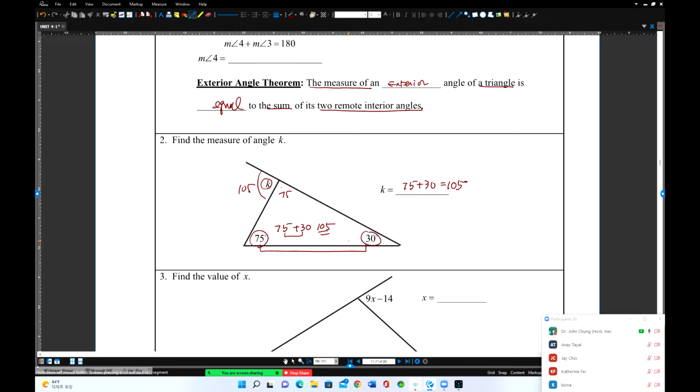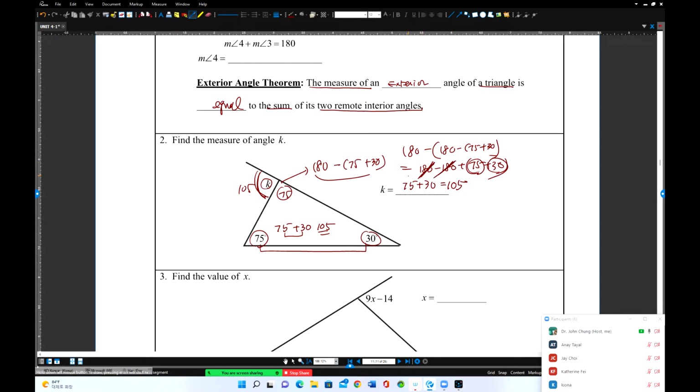Because this angle is actually 180 minus the quantity 75 plus 30. This angle, how much? 180 minus 75 plus 30. When you simplify, 180 minus 180 plus 75 plus 30, the 180s cancel out. So this exterior angle is always 75 plus 30.